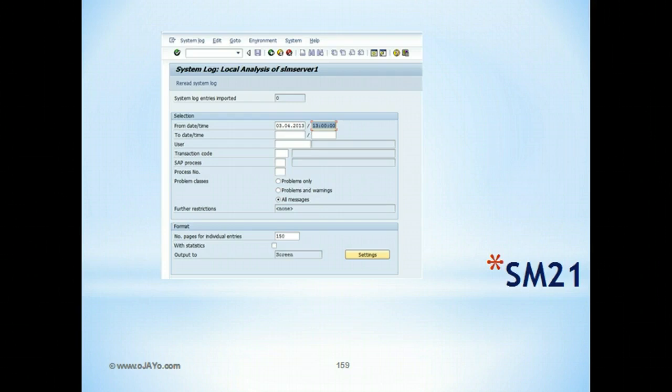Next, we look at the system log SM21 transaction. So like I said, there are two weapons in the arsenal of a basis administrator, and this is the first one. Any issue, the first thing to look at is SM21, and in any given case, you should be checking this on a daily basis just to find out any alerts or any issues with the system, and also to be proactive.